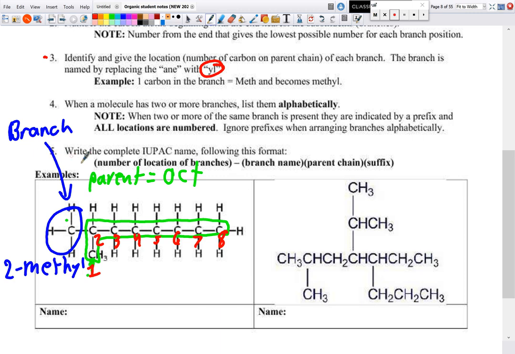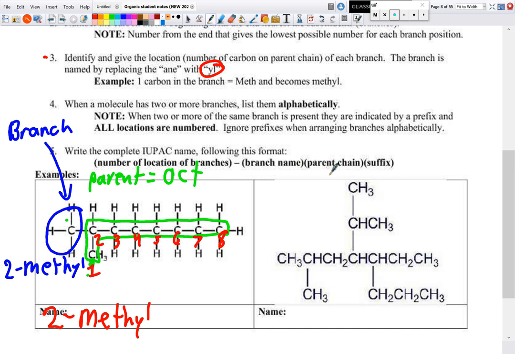When we look at number 5, write the complete IUPAC name following this format. So we always label the branch first, but we need to have the number and location of the branch followed by a dash, which I did right here. So for the name, I'm going to start with 2 dash, that's the number of location of the branch, and the branch name, I named it methyl because it was 1 carbon. Next, notice how there's no spaces right here.